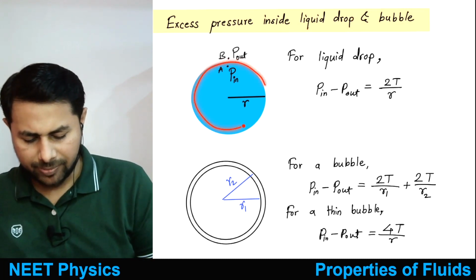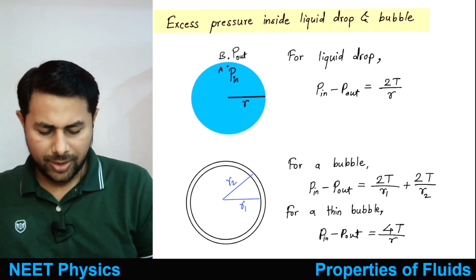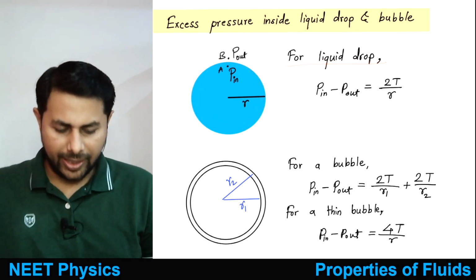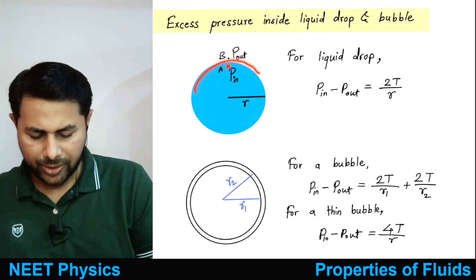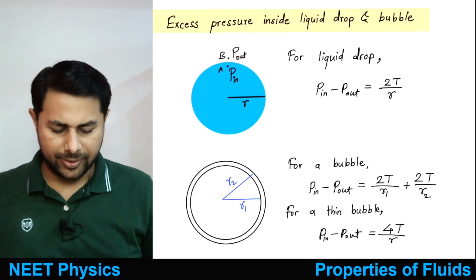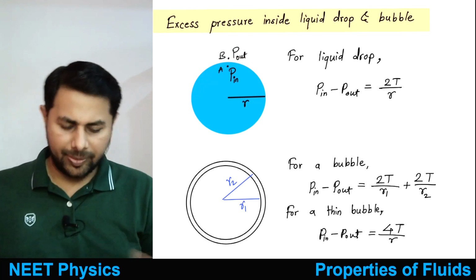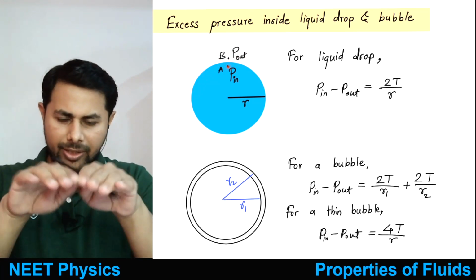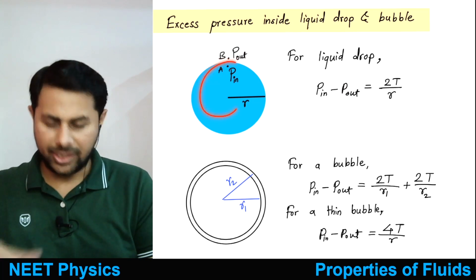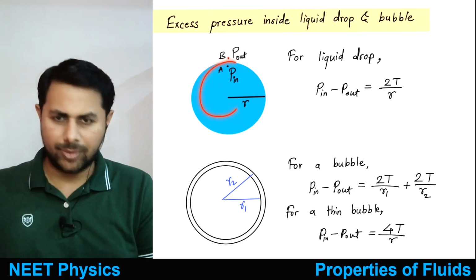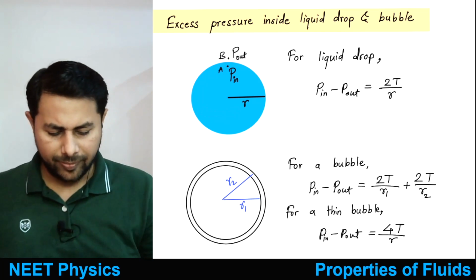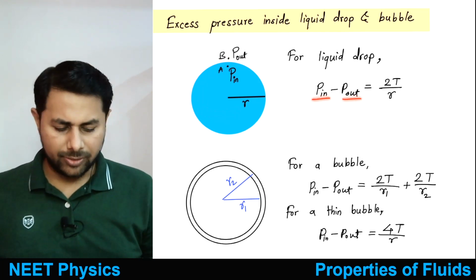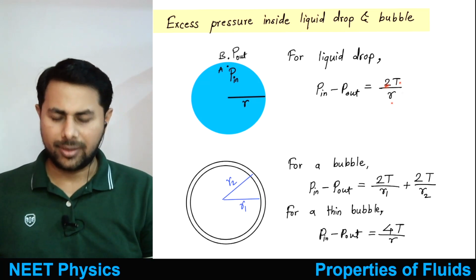So suppose this is my liquid drop. For this liquid drop, as we discussed, pressure on the concave side would be more compared to pressure on the convex side. So there would be some difference in pressure between the inner side, the pressure inside of the drop, and the pressure outside of the drop. The pressure outside of the drop would be air pressure, right? So P in minus P out is equal to 2T divided by R.